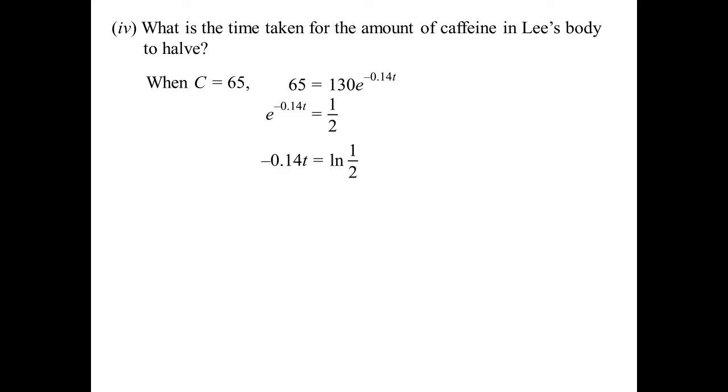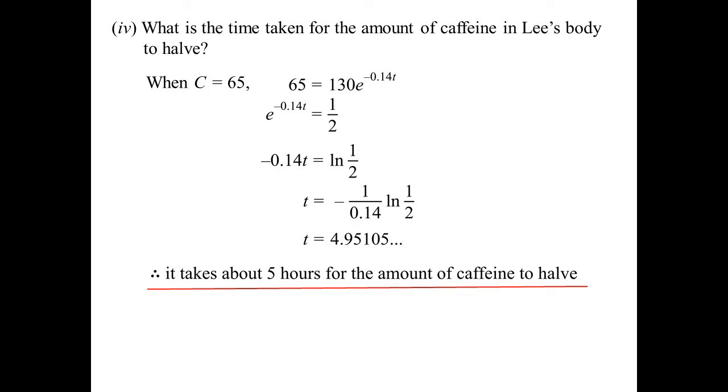Because we end up with, there it is, t is minus 1 divided by 0.14 times the log of a half, and we get 4.95105. So right after 5 hours.